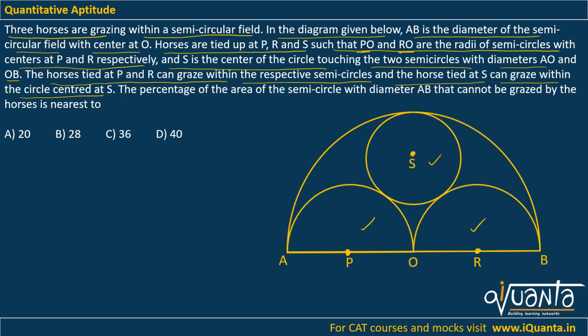After that, the percentage of the area of the semicircle with diameter AB that cannot be grazed by the horses is nearest to. So the whole semicircle, this big semicircle with diameter AB, is filled with grass. We have to find out how much area cannot be grazed by the horses. So let me assume that these two circles have radius R, capital R.